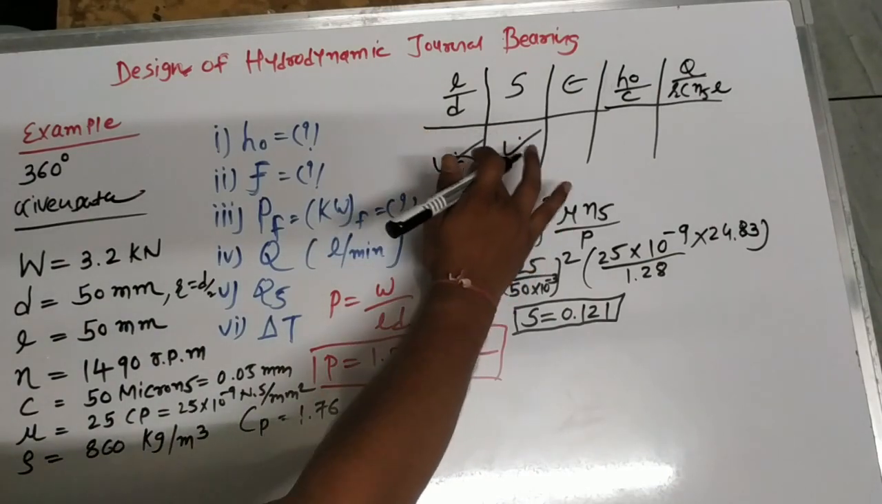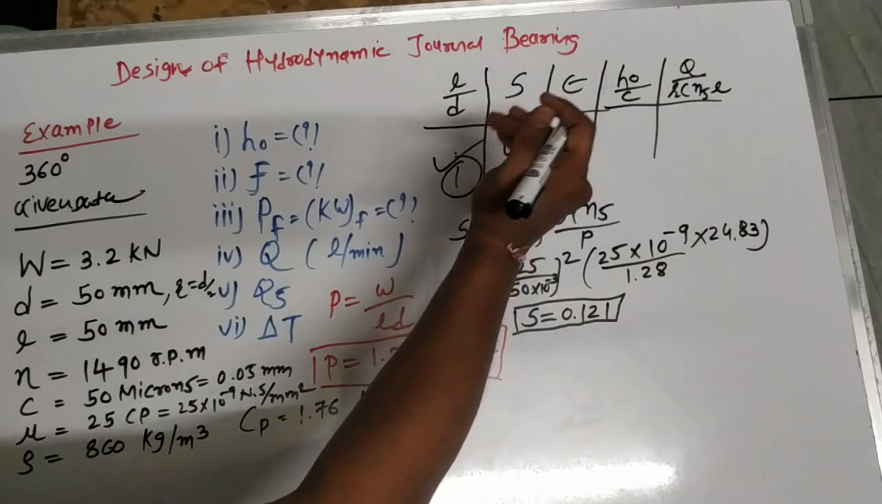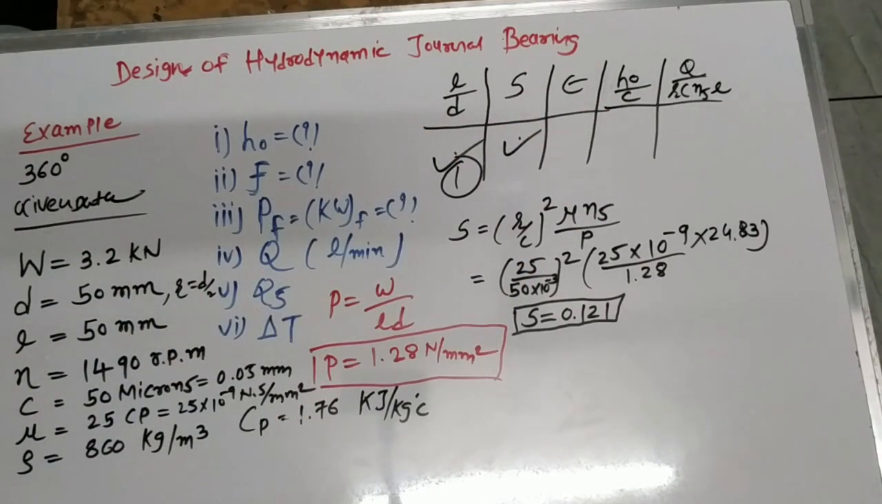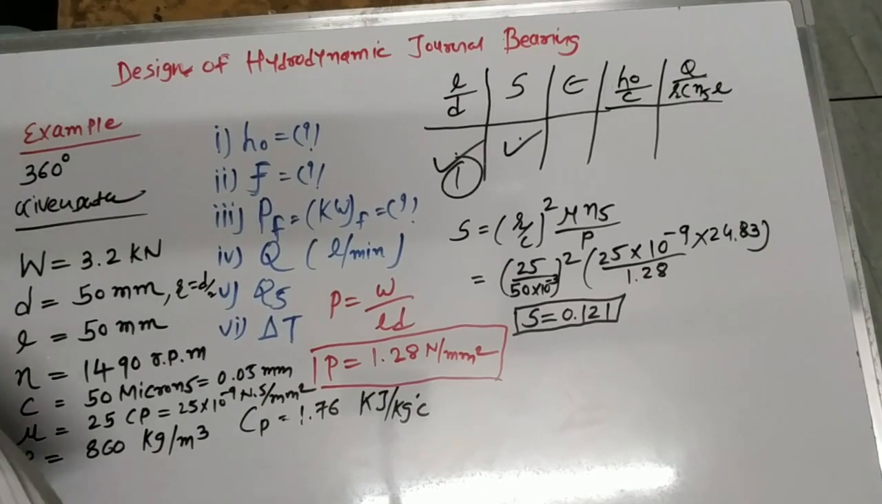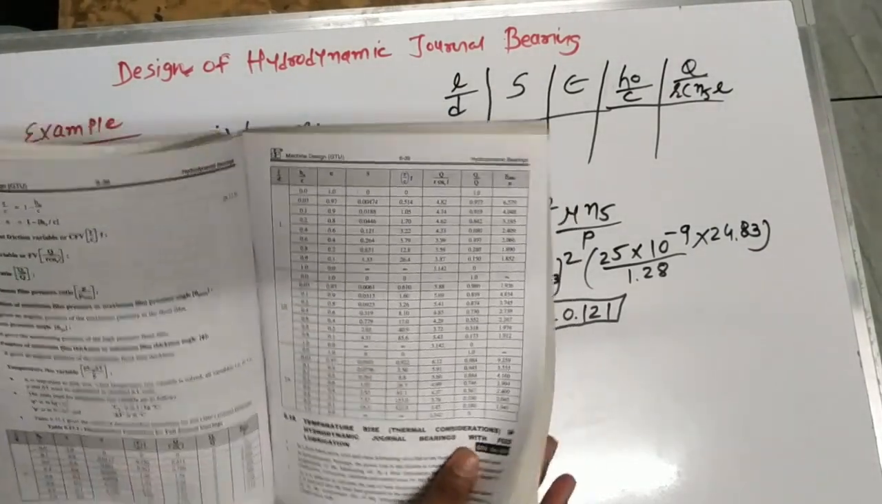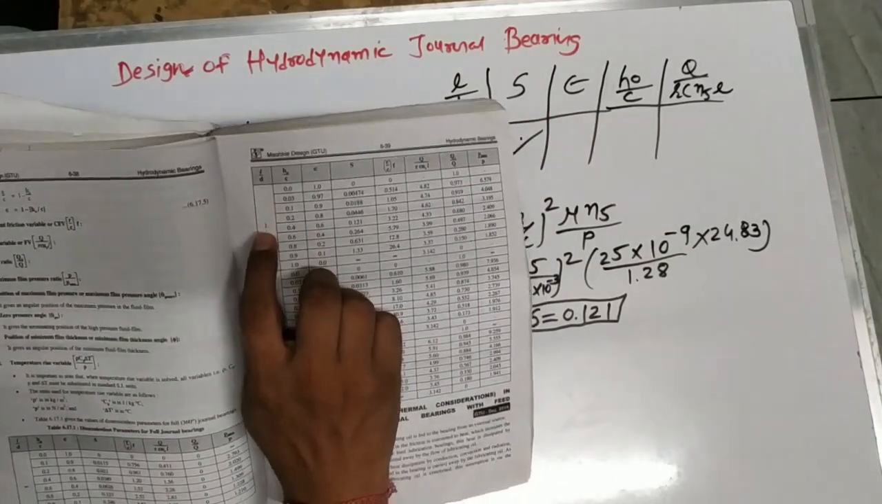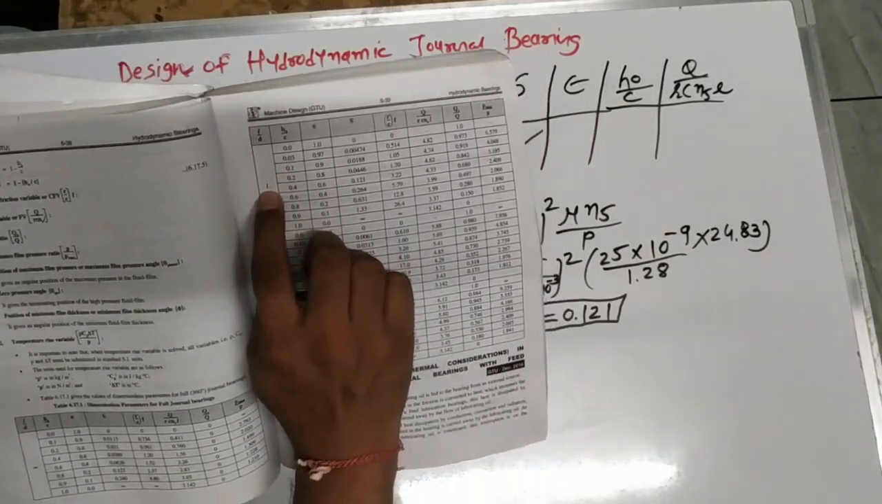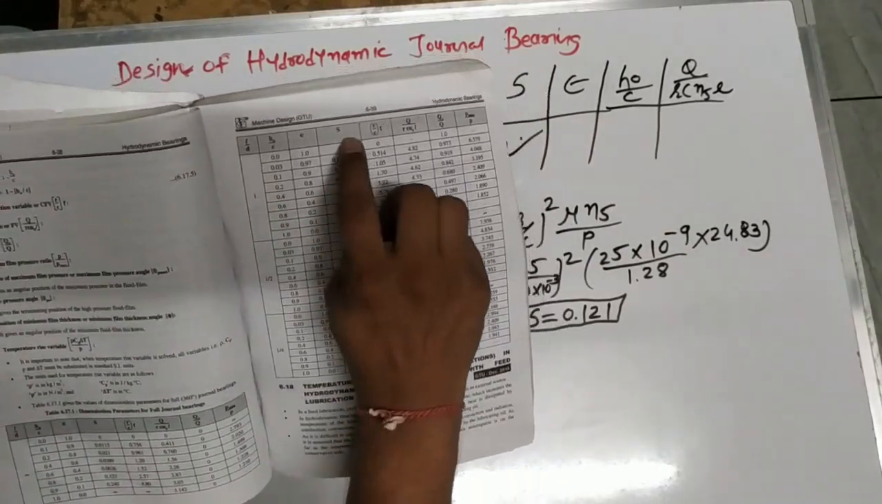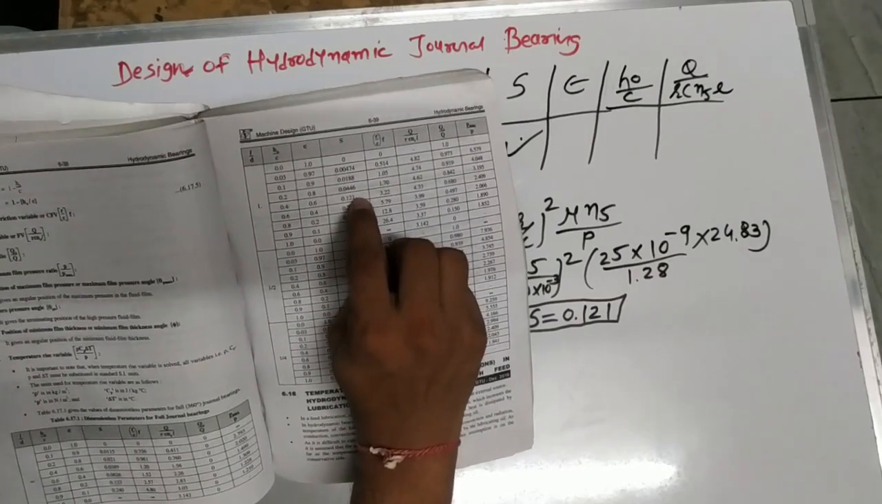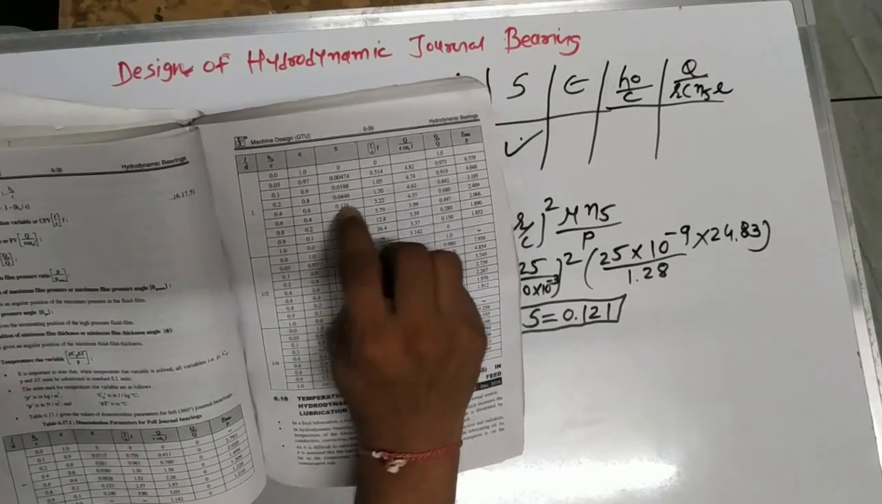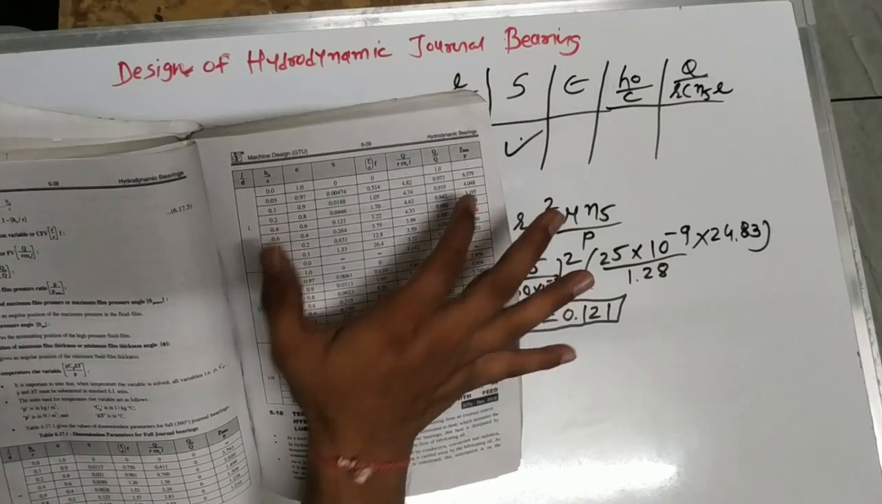So for L by D ratio equal to 1, what is the Sommerfeld number? Let us check how you can find it out. We can use the design data book, right? That design data book will help you to find out the Sommerfeld number. Here you can see that L by D ratio is equal to 1, and for that the Sommerfeld number is 0.121, right? All these particular parameters we can get from the design data book.